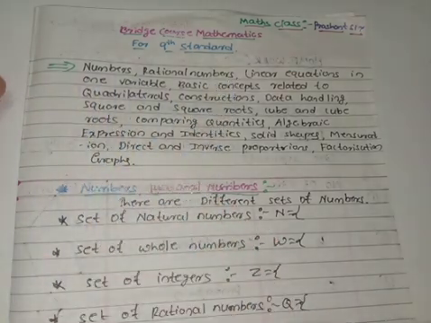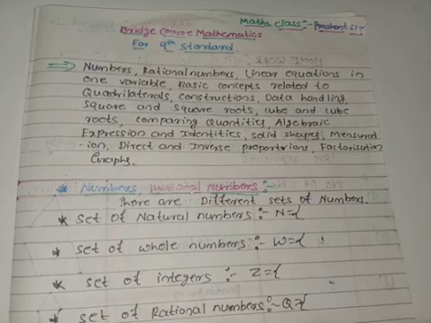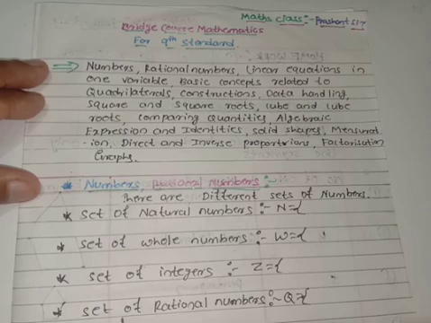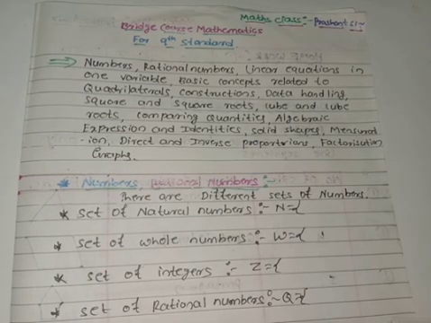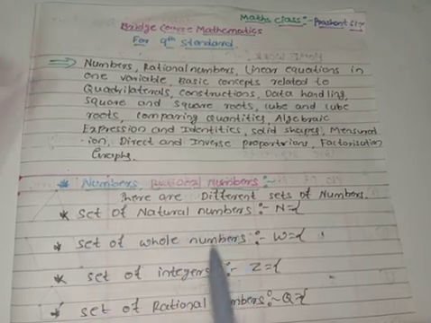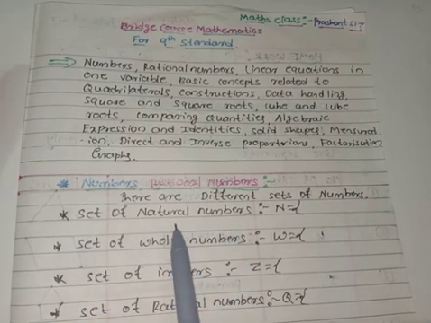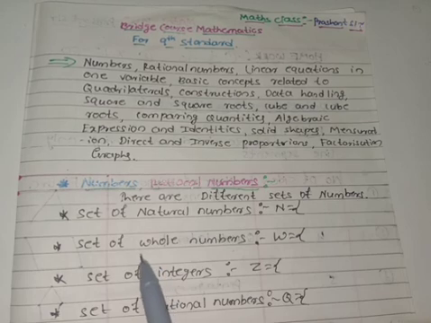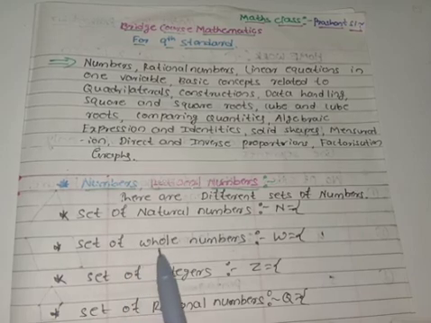So I am writing here numbers, rational numbers, and there are sets of numbers, meaning a set of natural numbers, a set of whole numbers, a set of integers, and a set of rational numbers. Yes. First I am writing here the set of natural numbers. And what is a natural number, dear students? What are the natural numbers? So natural numbers, we simply call them counting numbers.